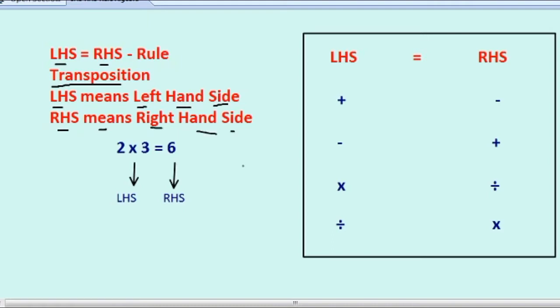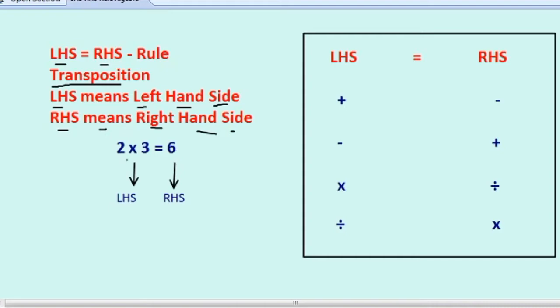So how does this work? If there is an equation like 2 into 3 equals to 6, on the left hand side of the equals to sign, there is 2 into 3. That is known as the LHS of this equation. And on the right hand side, the result is 6. So it is known as RHS.